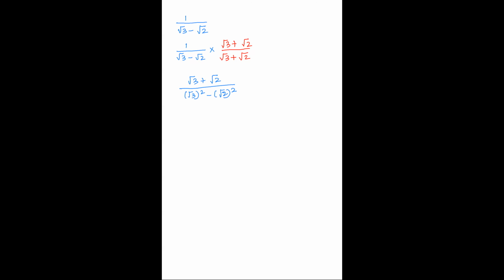That is a square minus b square. So let us see what this turns out to be. Root 3 plus root 2, the whole upon root 3 the whole square is 3, root 2 the whole square is 2, which equals root 3 plus root 2 upon 3 minus 2, which equals 1. Now whether you write that one or you do not, that's your choice, but generally we don't write it. And here we have rationalized the denominator.